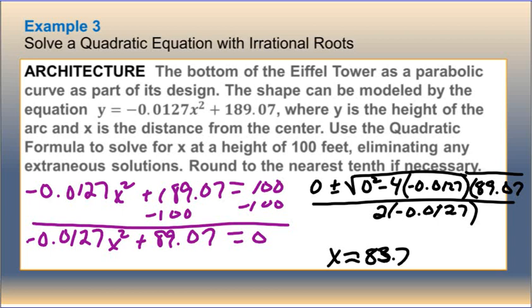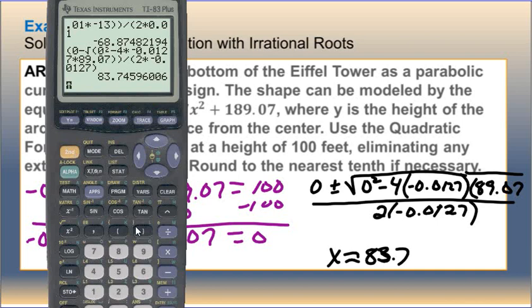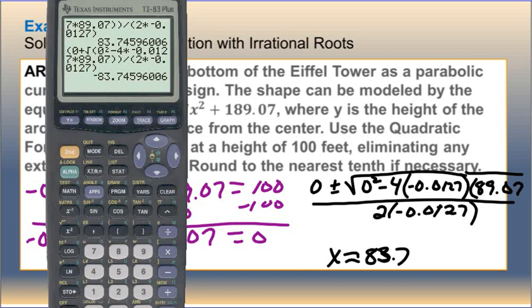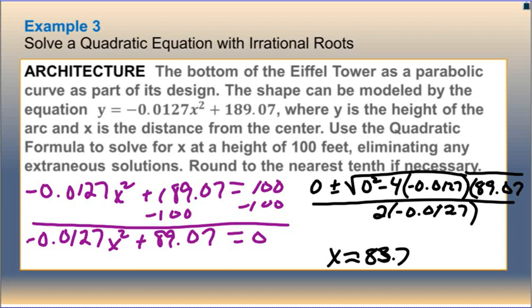If I were to find it with a plus sign, so just change this to a plus, you would get a negative 83.7, and a negative 83.7 would not make sense. That would be extraneous. So we don't want to use that one. The x wouldn't make sense for the distance from the center. You can't have a negative distance. So our answer would be 83.7, and this would be in feet.